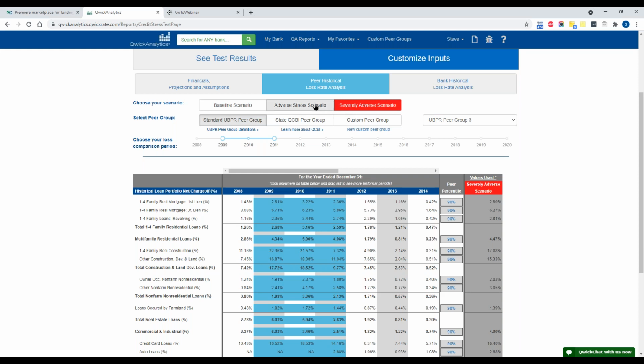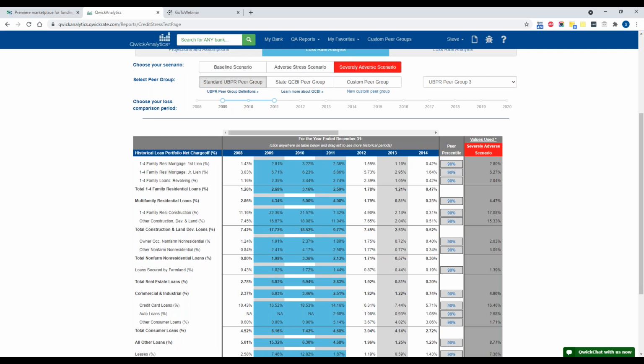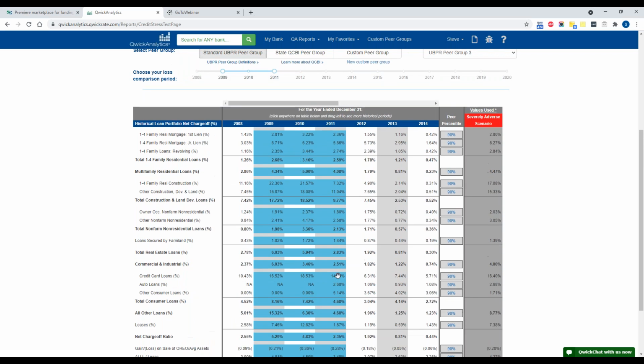The only difference between adverse and severely adverse is what loss peer percentile rank we're using. We're looking at the same peer group data. We're looking at the same look back period. We're just stressing it even more by taking each one of these values not as a 75th or a 50th percentile, it's a 90th percentile. So it's designed to be extremely punitive. And you can see at the 90th percentile, annual net charge-off ratios were 3, 4, 5% on the entire portfolio. OREO losses were 20, 30 basis points on assets, and reserve levels were 3 to 4%. So as you can see, obviously designed to be extremely punitive.